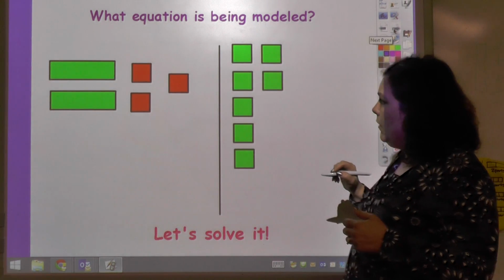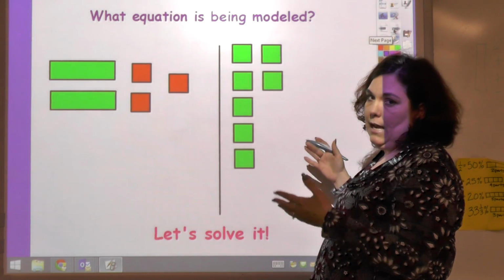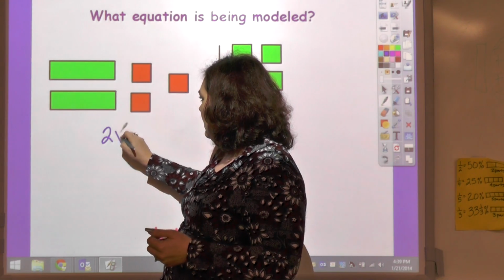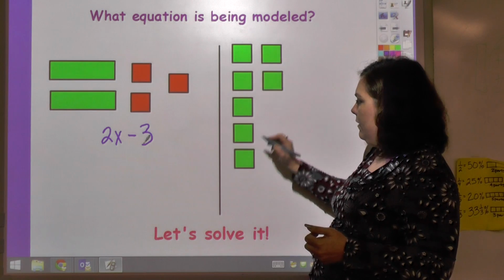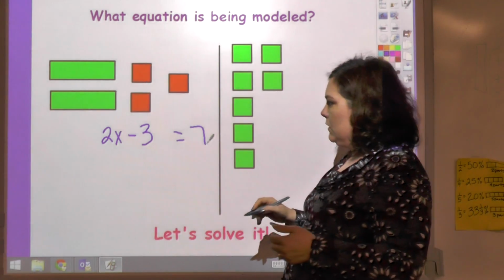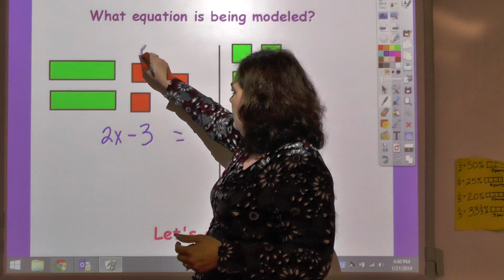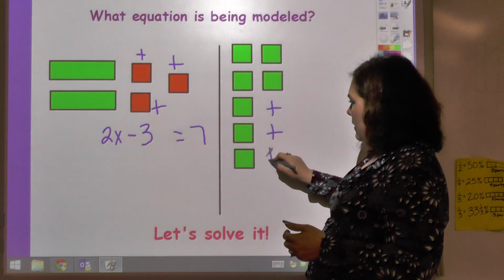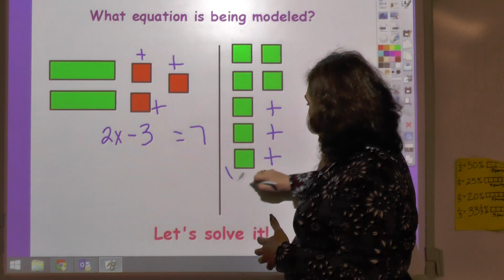Okay, so now you want to be given the model, and you need to say what equation it's showing. So this is just 2x minus 3 equals 1, 2, 3, 4, 5, 6, 7 equals 7. That's the equation. So to solve it, I'm going to add 3 to this side and add 3 to this side. And now I have 2x equals 10, and I can do the whole okay.